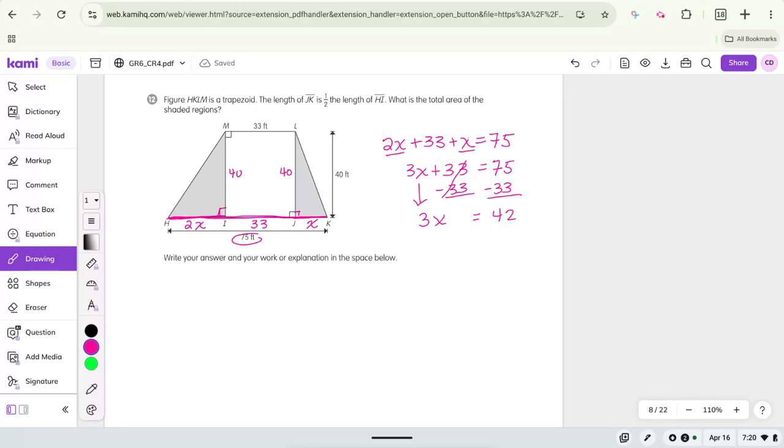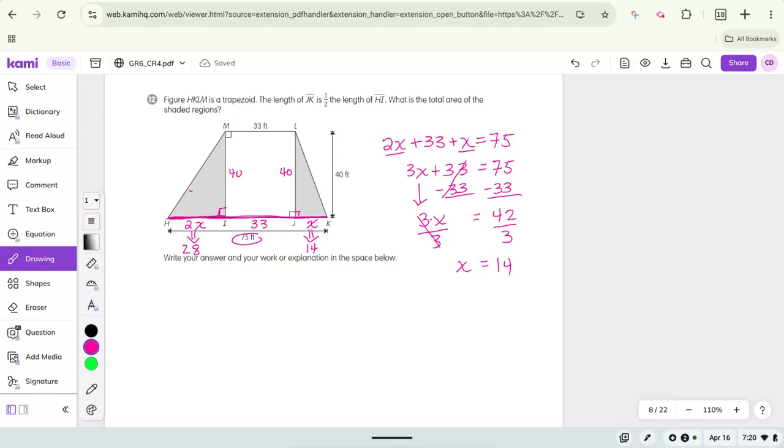Now, to solve for x, since 3 is multiplied times x, I'm going to divide both sides by 3. Dividing by 3 cancels out the 3 that is multiplied by x, and 42 divided by 3 is 14. So that tells me that the base of this small triangle is 14, and the base of this bigger triangle is 2 times 14, or 28.